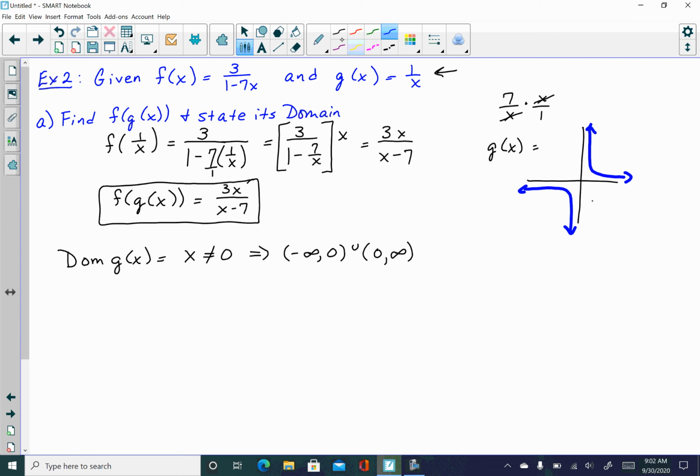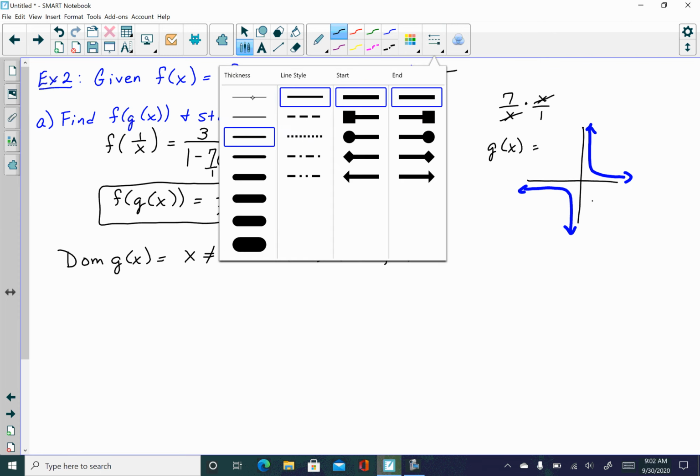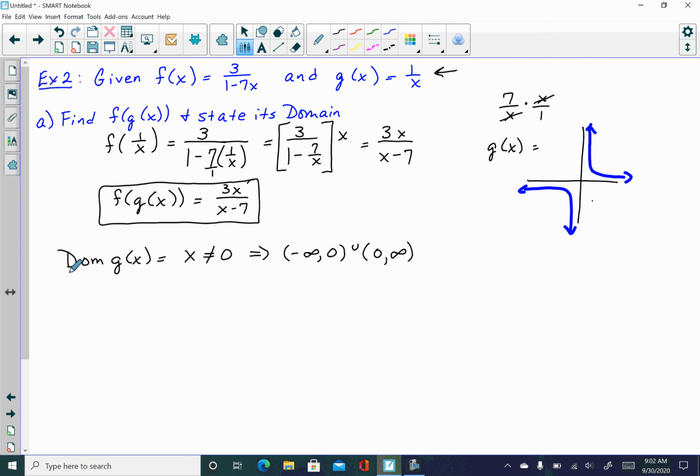All right, so now we're not done yet. We have to intersect it with the domain of the resulting function. So I also need to look at the domain of f of g of x. Look at it, I've got the denominator here. It can't equal 0. So I take that denominator, x minus 7, and say, okay, you cannot equal 0. I need to figure out what that x value is.